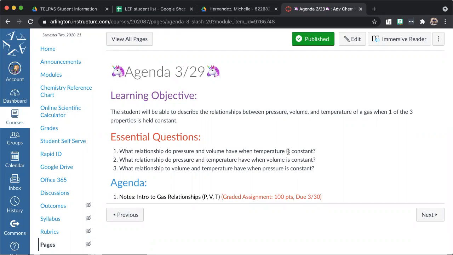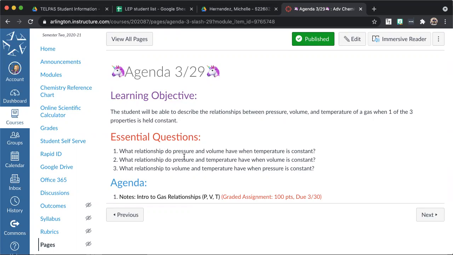So that means you're going to keep the temperature the same, but if you increase the pressure, what happens to the volume? Or if you decrease the volume, what happens to the pressure? So you're looking at the relationship between pressure and volume when the temperature is held the same. And then the other two are worded similarly. It's just the different variables are interchanged.